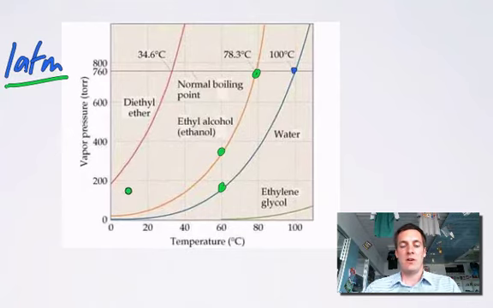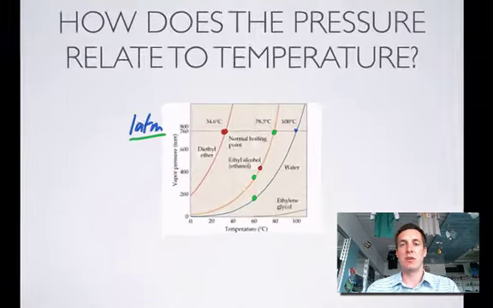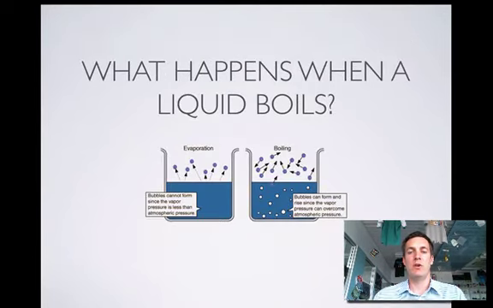And if I look at diethyl ether here, which boils at 34.6 degrees, I can see that its vapor pressure is much higher than those other two liquids at any particular temperature. So the lower the boiling point of a liquid, the higher its vapor pressure at any particular temperature. And with all these liquids, the vapor pressure rises as the temperature rises. Moving on, what happens when a liquid actually boils? That last graph looked at boiling points, right?